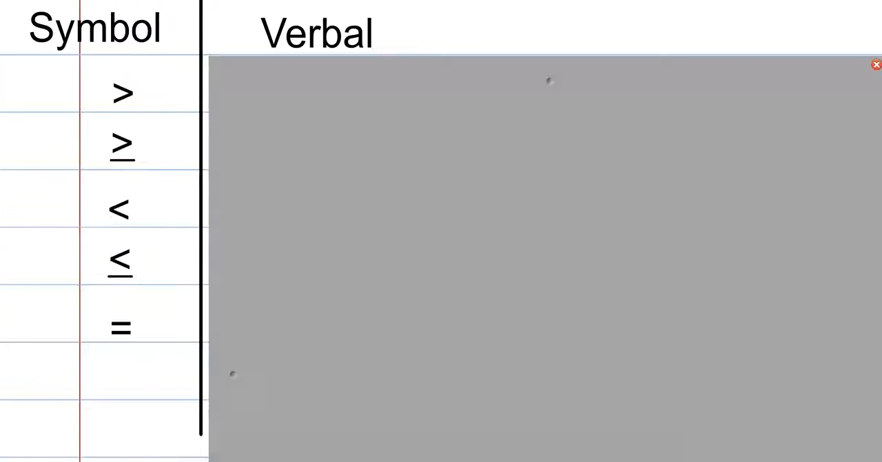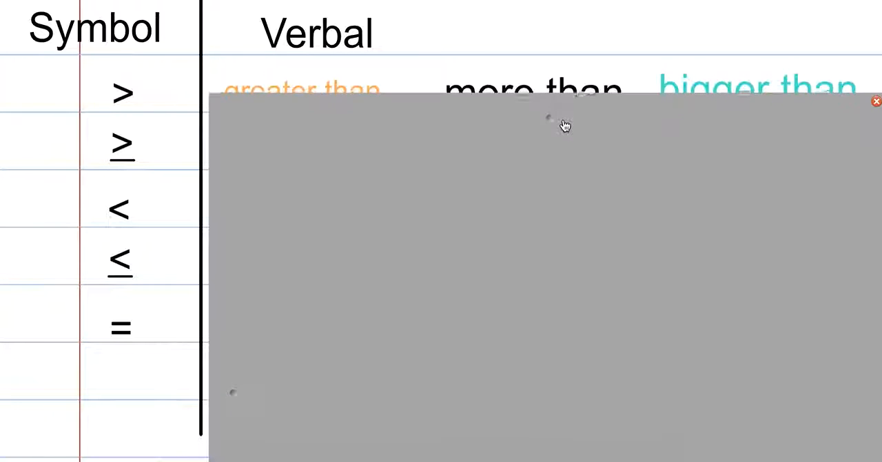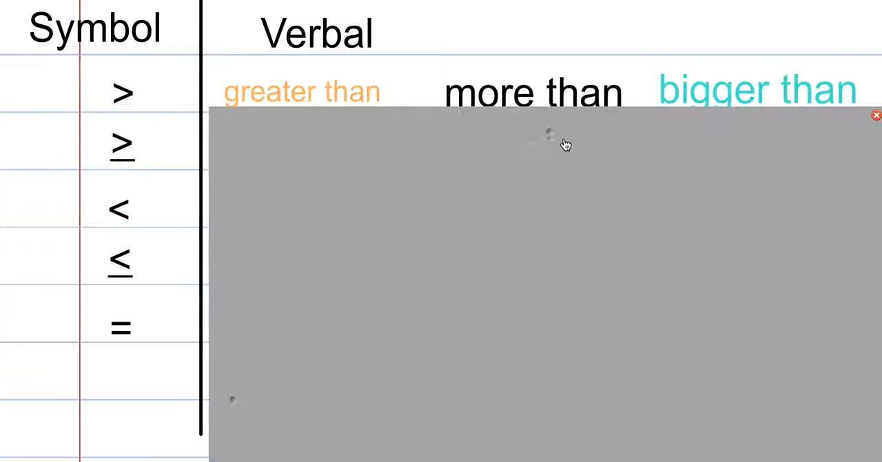All right, so I want you to write in your notebook the word, symbol, and then verbal. Draw your line down and I want you to write each of the 5 symbols we've been talking about. Let's go through each one and the different ways you can hear them. For the first one, it's greater than. You might hear something like more than or bigger than.